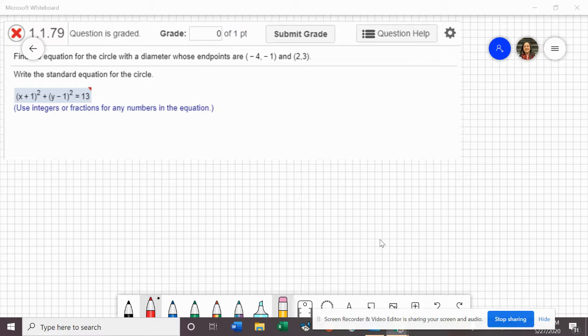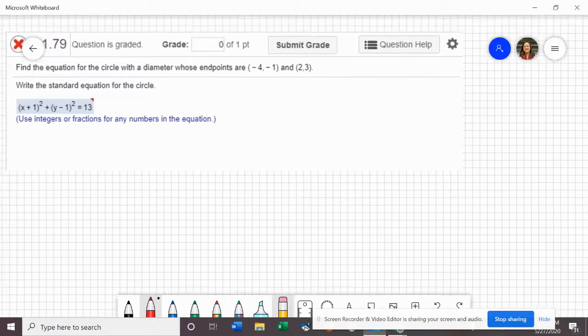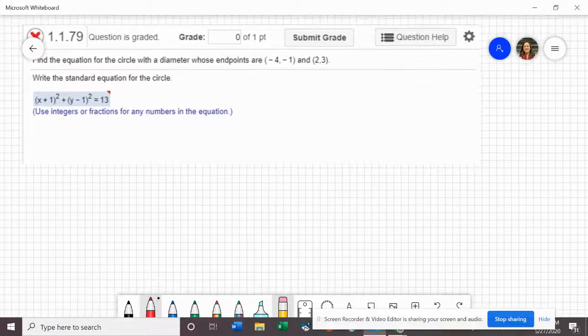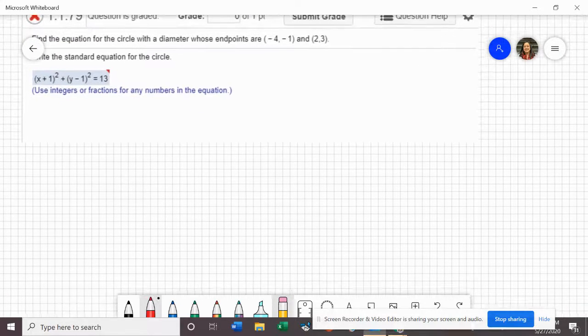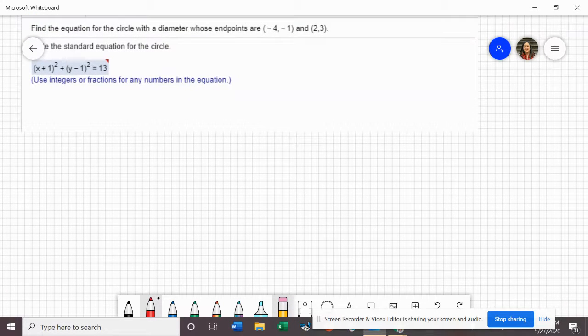Hello, class. Today we have a question involving circles. So the question says, find the equation for the circle with a diameter whose endpoints are (-4, -1) and (2, 3). So the best thing for me to do here is probably let's sketch this out and then we can talk about it for a minute, okay?